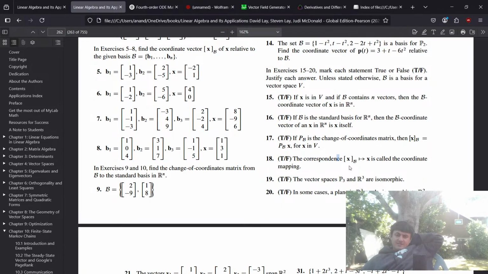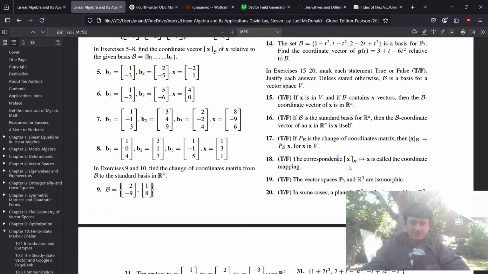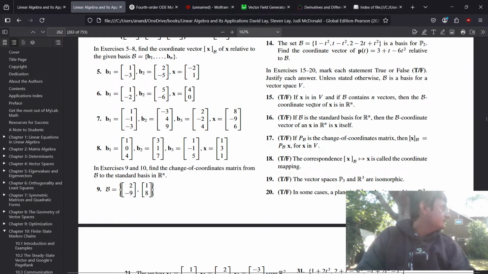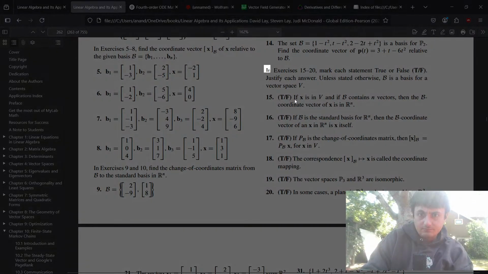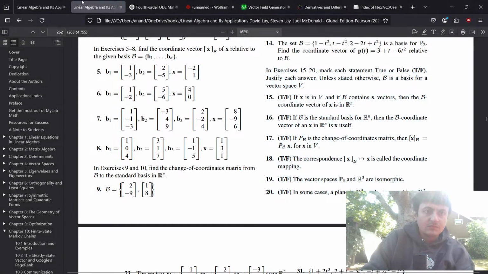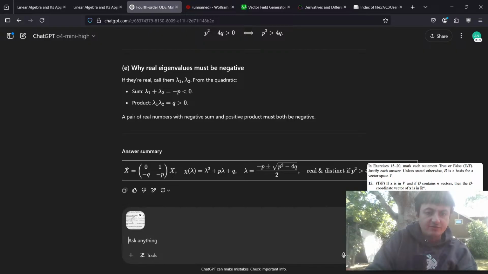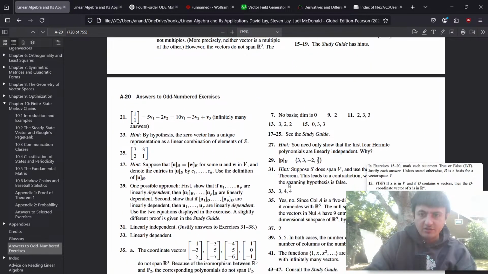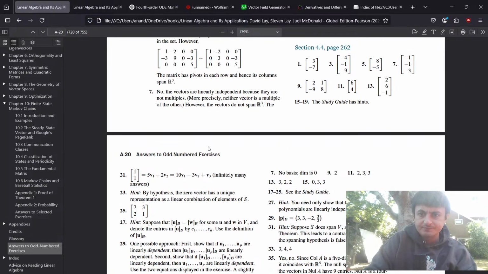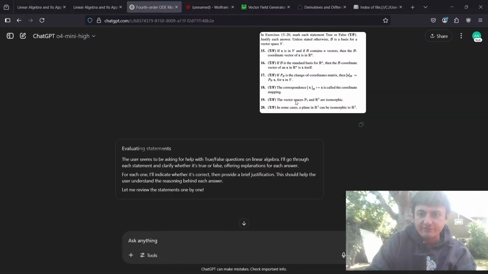20. In some cases, a plane in R3 can be isomorphic to R2. In some cases. Isn't it in all cases? I'm pretty sure it's all cases. All right, let's just double check here. I don't know if the book has all or just odd. I think it might just have odd. So the study guide has hints. I don't know where that's at. So let's just get ChatGPT to figure that out.